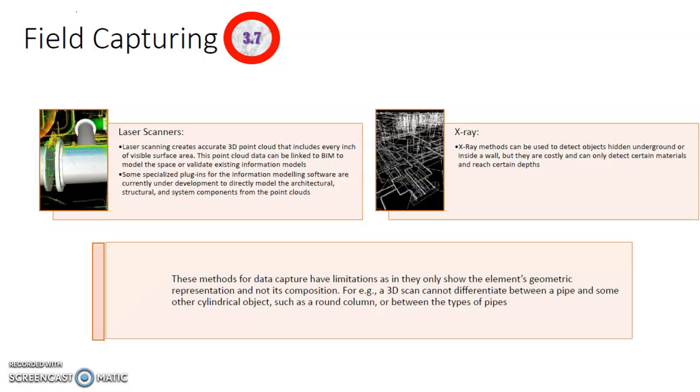While we are using technology, we also need to be mindful of the limitations of the technology that we are using. Some of these methods for data capturing do have limitations, as they only show the element's geometric representation and not its composition. For example, a 3D scan cannot differentiate between a pipe or some other cylindrical object such as a round column, or between different types of pipes.